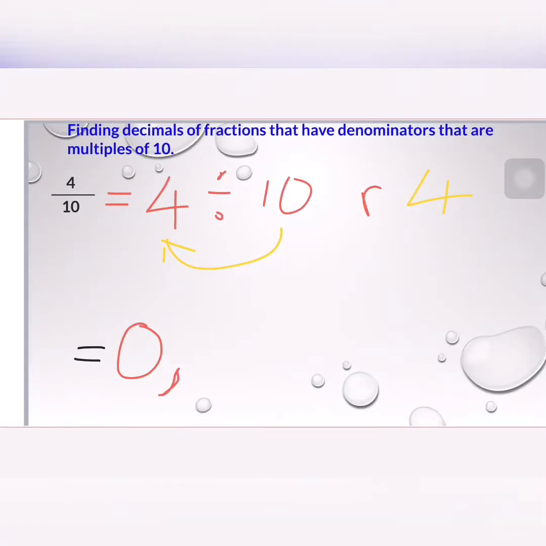After putting a comma, this will allow us to add a 0 in front there. Now, we say 10 into 40. How many tens can we find in 40? It's 4. So our answer is simple. We have our answer: 0.4. So 4 over 10 is equal to 0.4.